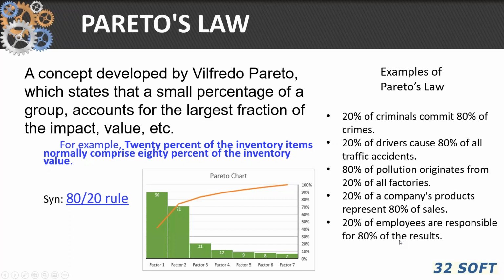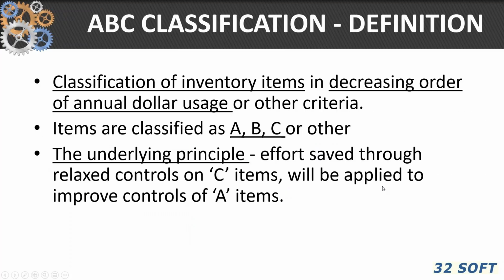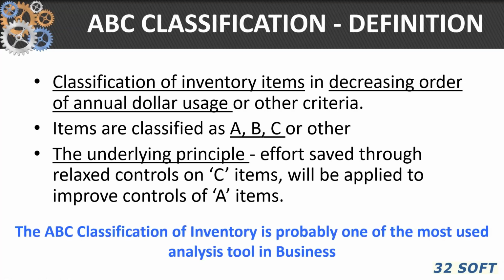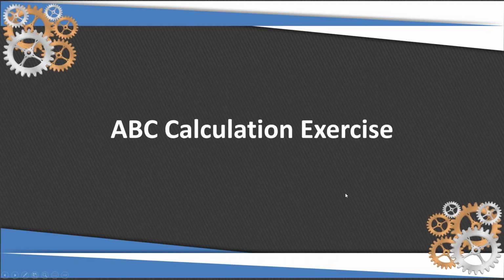There's lots of other examples that you can see in real life that are examples of this 80-20 or ABC or Pareto analysis. ABC classification is basically a classification of inventory in descending dollar usage, where items are classified by ABC. And the underlying principle is we apply more effort to make the A items accurate than we do the C items. It's probably one of the most used analysis tools in business.